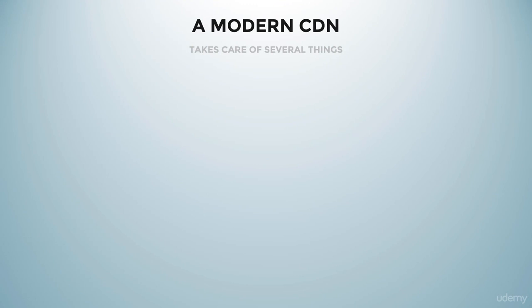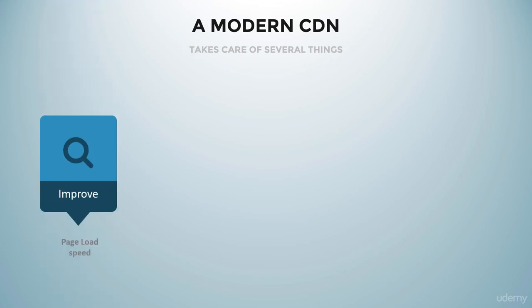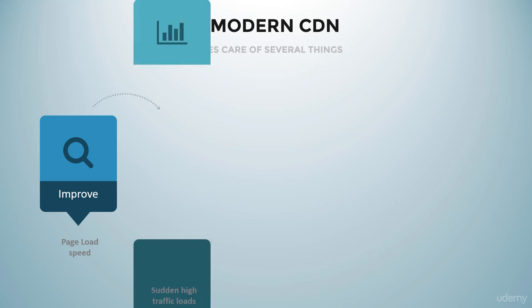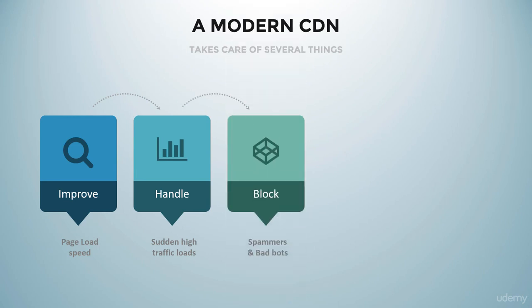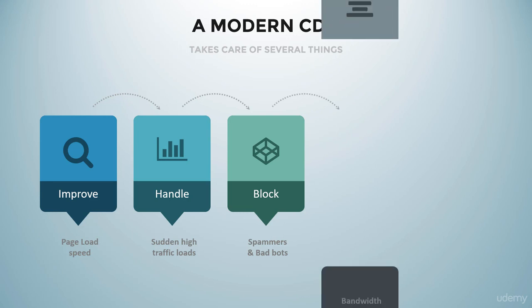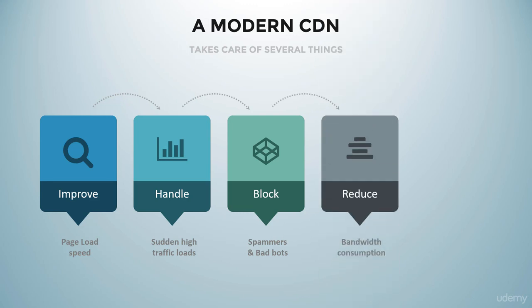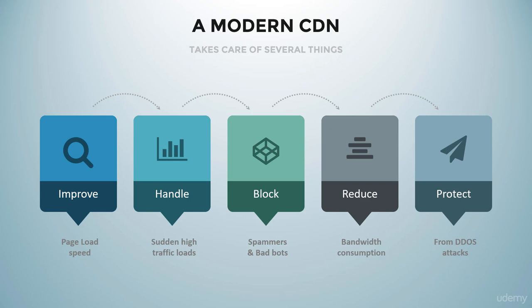In addition to reducing the delay time, a modern CDN can take care of several other things. It can improve page load speed, handle sudden high traffic loads, block spammers and other bad bots, reduce your server's bandwidth consumption, protect your website from DDoS attacks, and much more.